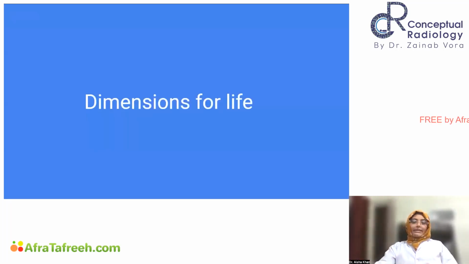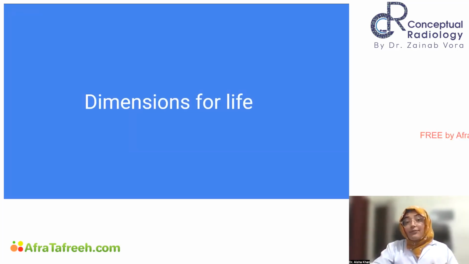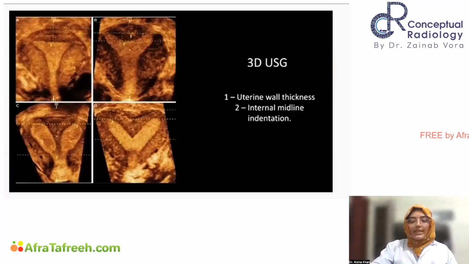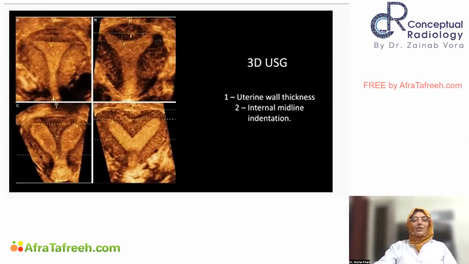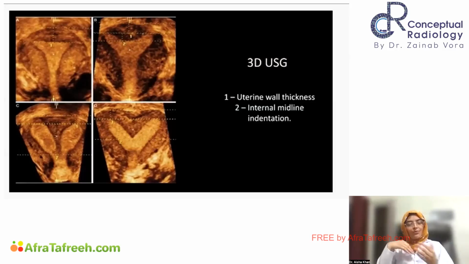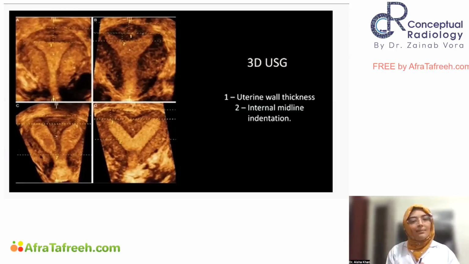Right, so we have discussed the basic things. Now we come to dimensions for life. These are some measurements that we should take, and they will help us a lot in correct diagnosis. Okay, so most of the measurements are on a 3D scan, but they can be interpolated to MRI, some of them to a 2D ultrasound, and some measurements you can also apply to your HSG. So most of the measurements are described for 3D ultrasound.